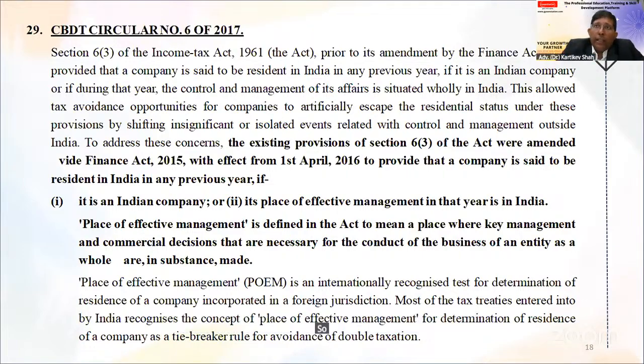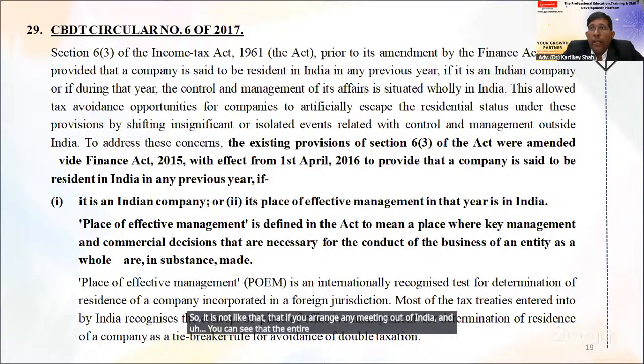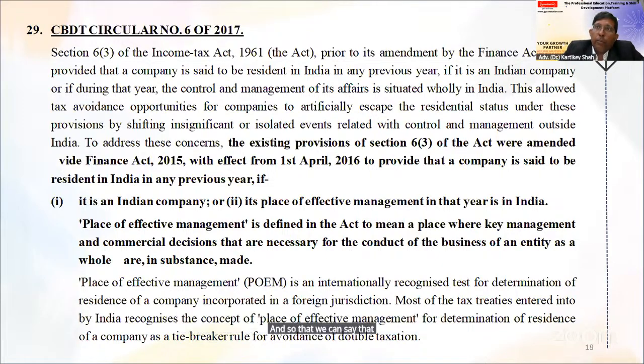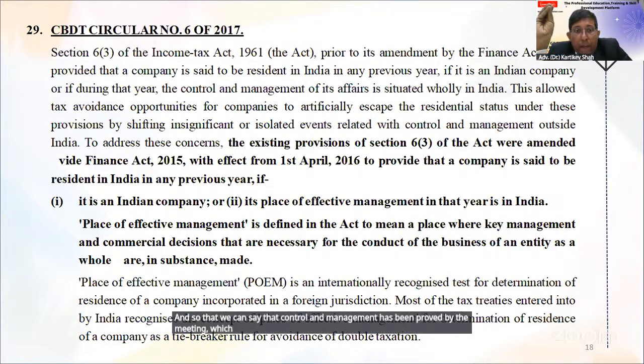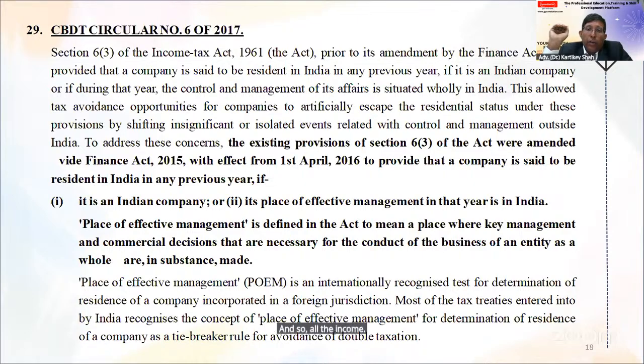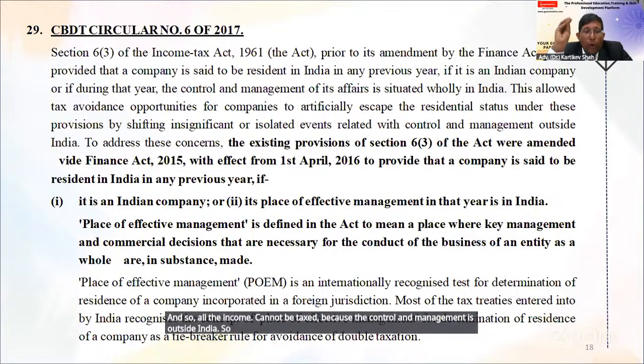So it is not the case that if you arrange any meeting out of India, you can say that the income of the entire year has been decided by only that meeting, and that control and management has been proved by the meeting which happened out of India, so all the income cannot be taxed because the control and management is outside India. So they brought this amendment to include the words place of effective management, which means a series of decisions.